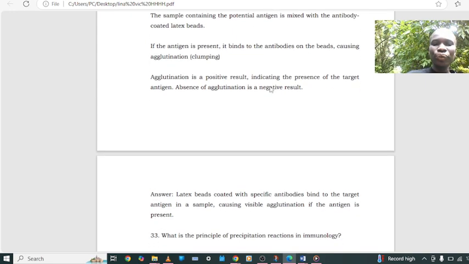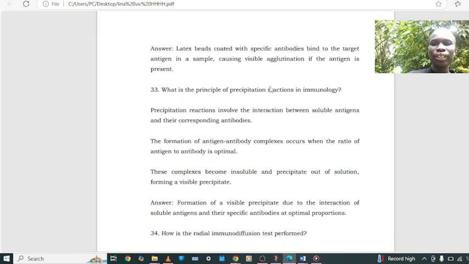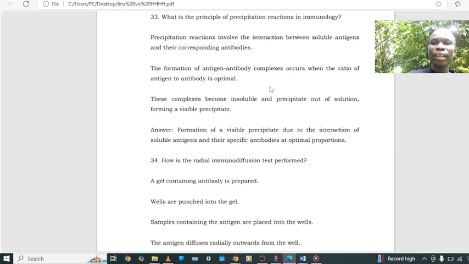So I'm going to continue with the third question. The third question is, what is the principle of precipitation reaction in immunology? A precipitation reaction involves the interaction between soluble antigens and their corresponding antibodies. The formation of the antigen-antibody complex occurs when the ratio of antigen to antibody is optimal. These complexes become insoluble and precipitate out of the solution, forming a visible precipitate. So, the formation of a visible precipitate is due to the interaction of the soluble antigens and the specific antibodies at optimal proportions.